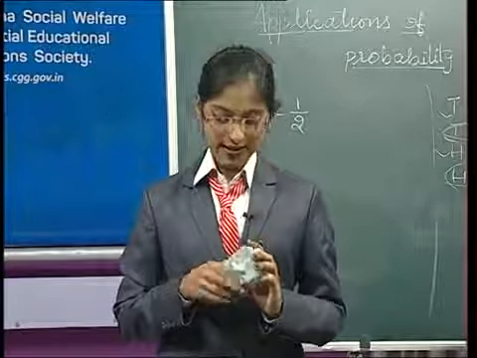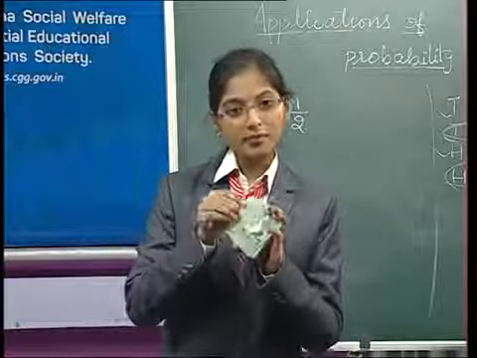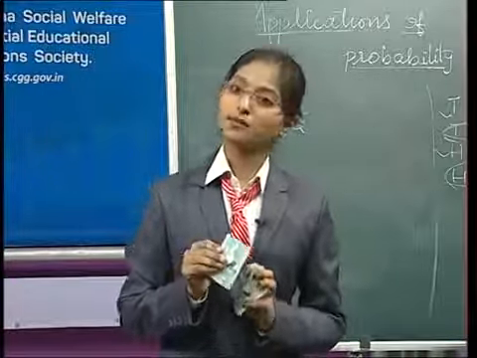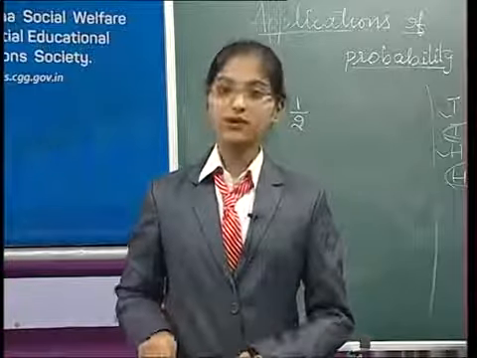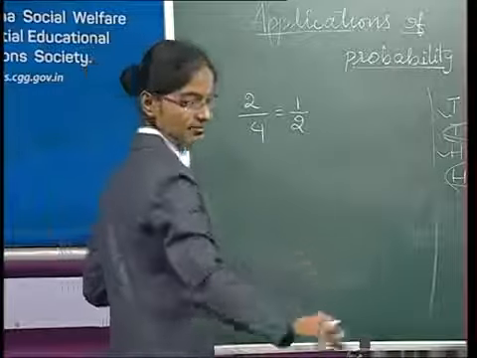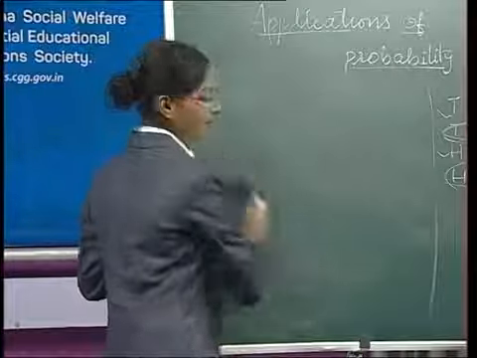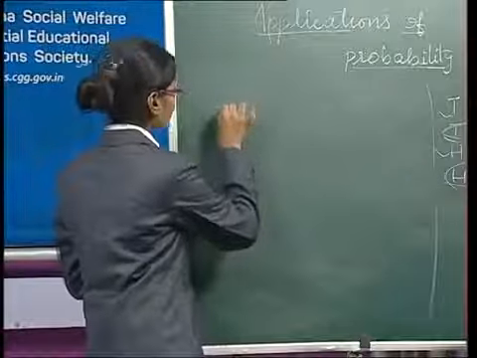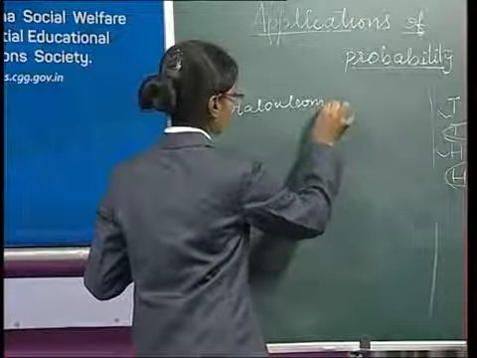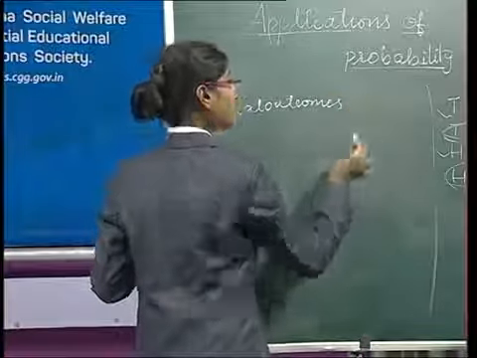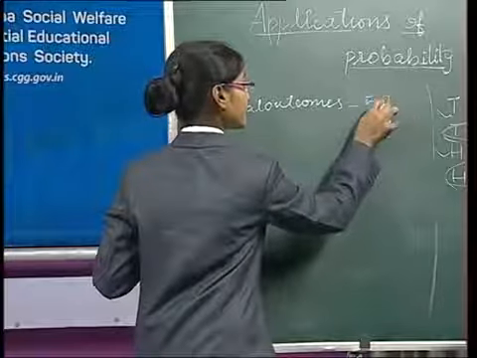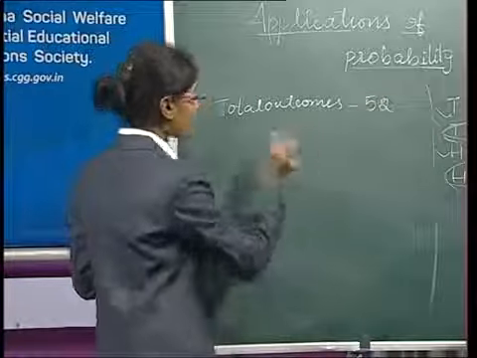When I shuffle and pick a card from the middle, what is the chance of getting a face card? How to write the probability here? We are going to write the probability here. See friends, the total outcomes are 52. And the possible outcomes.